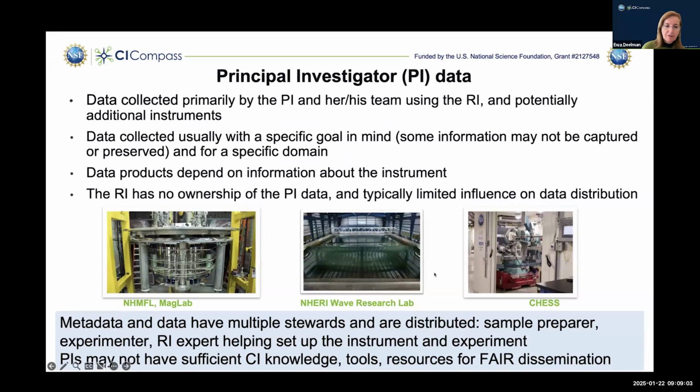Now, the situation, I think, is a little bit more complex when you're talking about user facilities and research infrastructure such as MagLab or the NHERI Wave Research Lab or the CHESS synchrotron, where the PI is really the main actor in collecting the data. So they're conducting an experiment at the facility, and with the help of a research infrastructure, they might also bring in additional instruments to the ones that are provided by the RI.